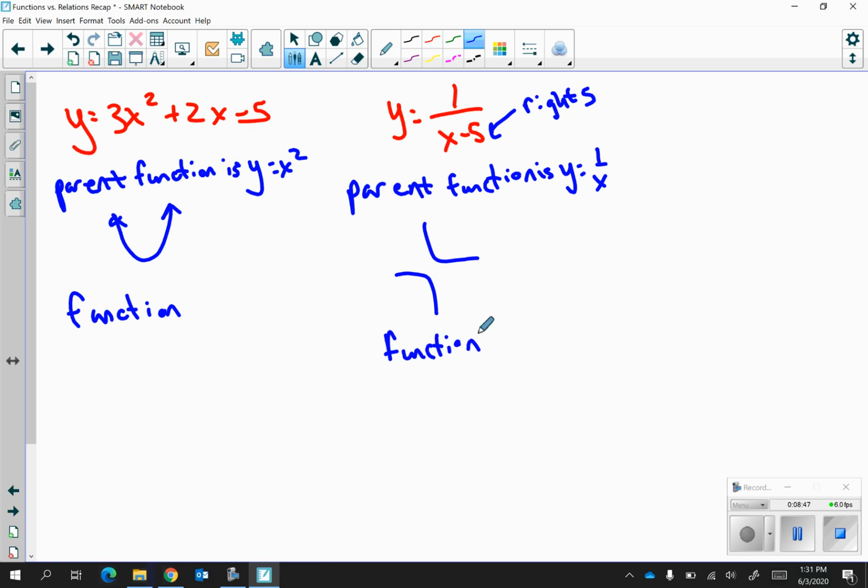I would like to point out that my graph is not the best, and it might not pass the vertical line test. But if you were to have a legitimate graph of y equals 1 over x, it would pass the vertical line test, and it is a function. Now, let's talk about this last one. y equals the square root of x plus 2.